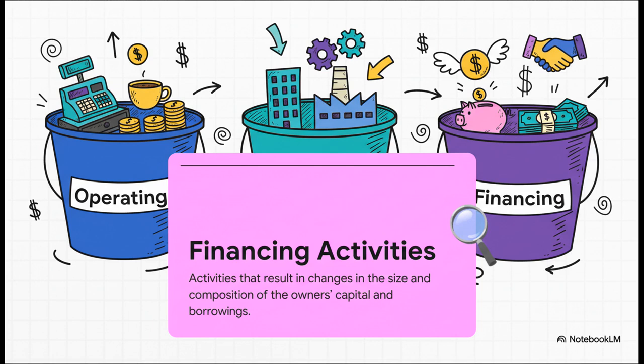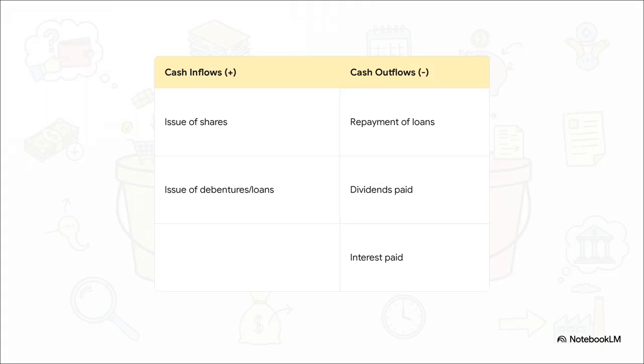It's just like you. If you need money for something big, you might ask your parents for it or maybe borrow some from your older brother or sister. So cash flows in when the company issues new shares or takes out a big loan from a bank. And it flows out when it pays back those loans or when it pays dividends to its shareholders as a thank you for their investment.